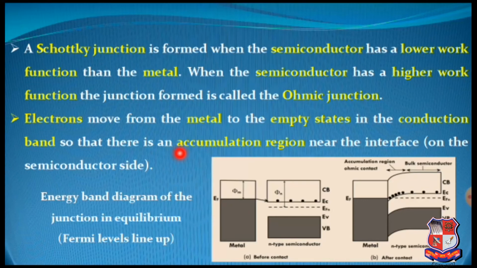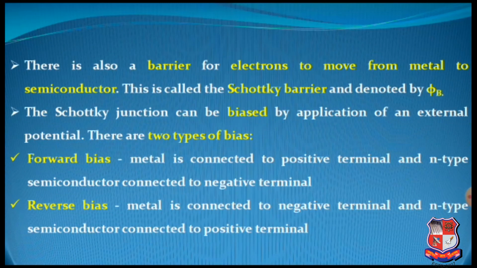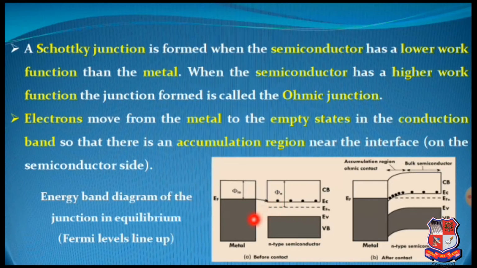So earlier in the Schottky junction we had the depletion region. Here in the ohmic junction we have the accumulation region, as can be seen from the energy band diagram of the junction in equilibrium. This is the before contact situation, and this is the after contact situation. So again, the metal bands are as they are, and the conduction band is bending towards the metal side on the semiconductor side.